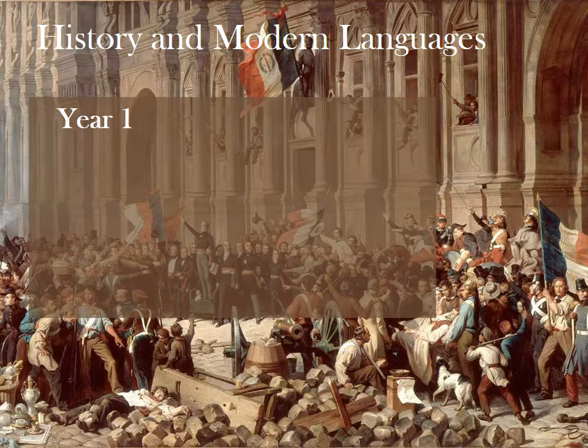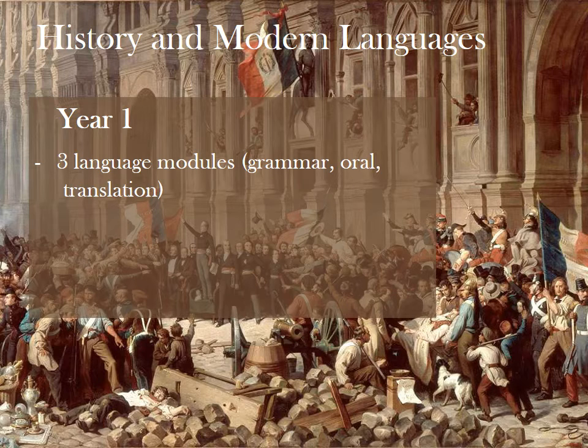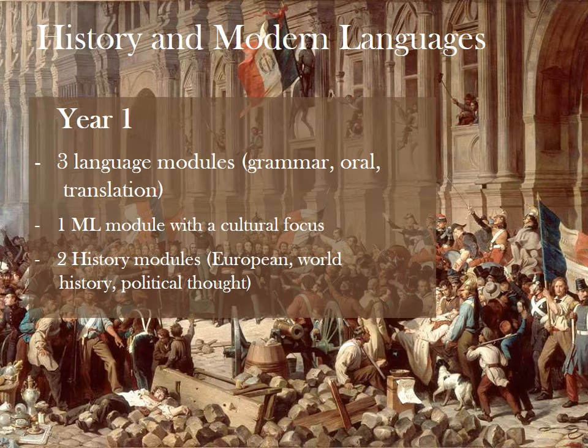In year one of your course, you'd be taking 3 language modules, grammar, oral translation, and 1 modern languages module with a cultural focus. And you'd pair this with 2 history modules. It could be taken from either European, world history, political thought, or a combination of those.